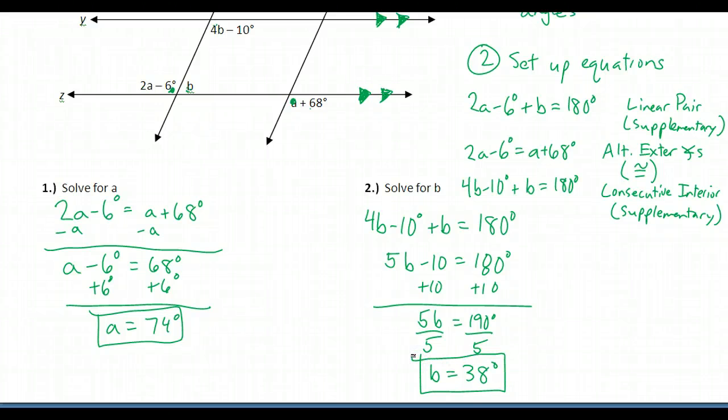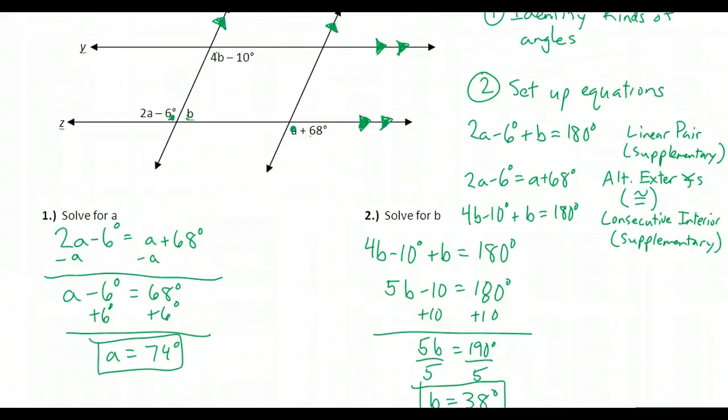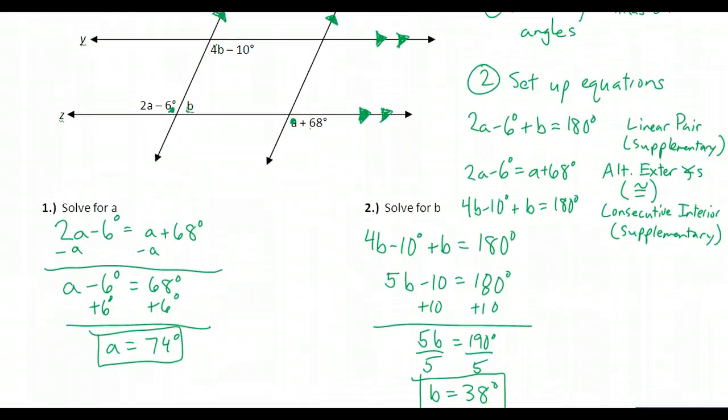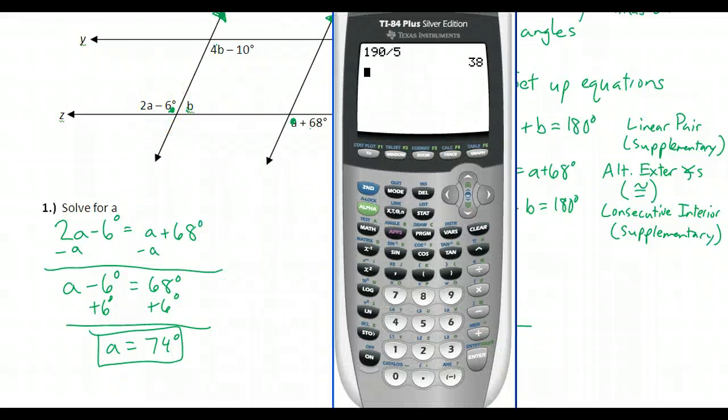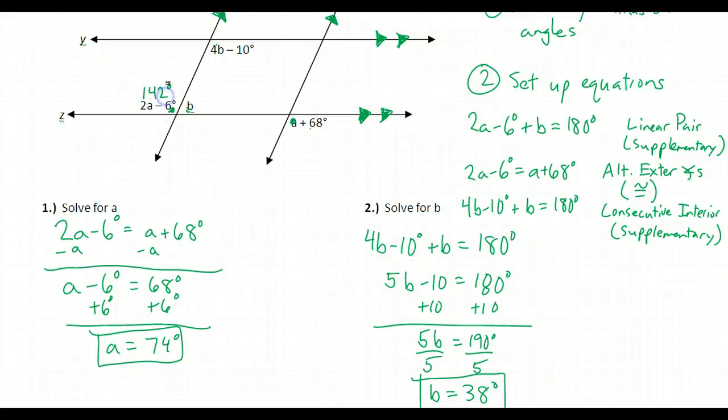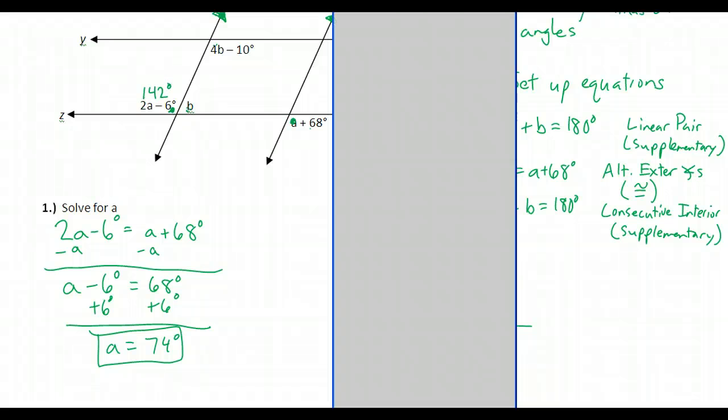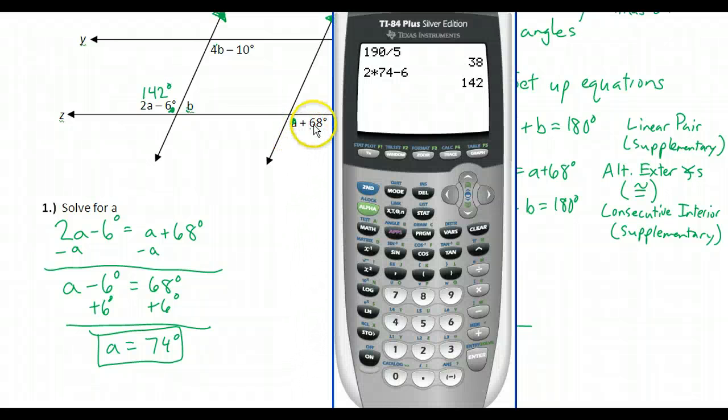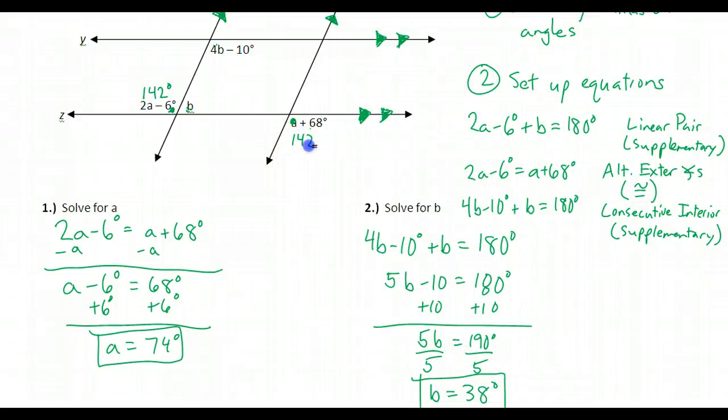Now I can check my answer. I can plug A and B back in to figure out how big each angle is. Well, this angle's 2 A's minus 6. So if I have 2 A's, I have two 74s minus 6. So this angle is 142 degrees. This angle is A plus 68. It's 74 plus 68. So it's also 142 degrees, which makes sense because these two angles are alternate exterior, so they had to be congruent.